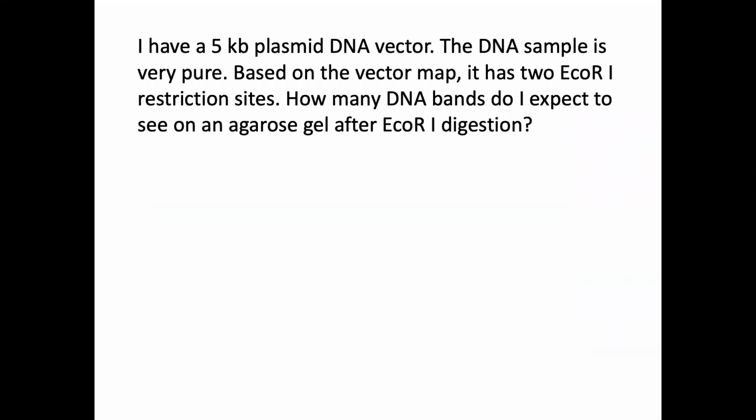So now I have a 5 kilobase pair plasmid DNA vector. Remember, we learned that plasmid DNA is a circular form, right? The DNA sample is very pure. That means there's nothing else. Based on the vector map, it has 2 EcoRI restriction sites. How many DNA bands do I expect to see on the agarose gel after EcoRI digestion?